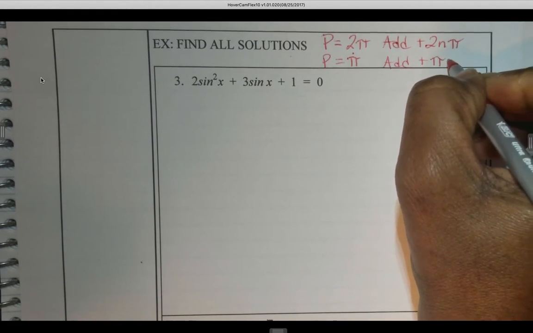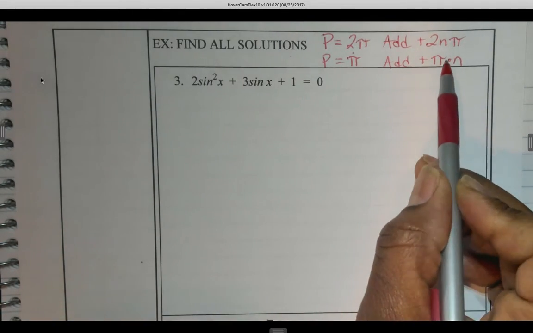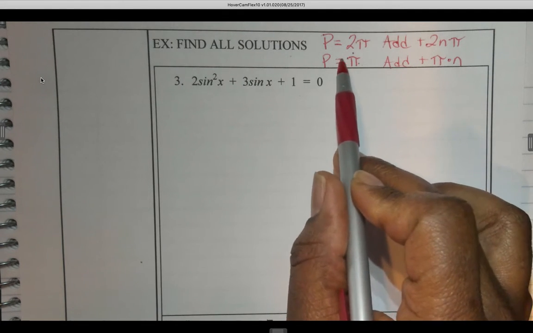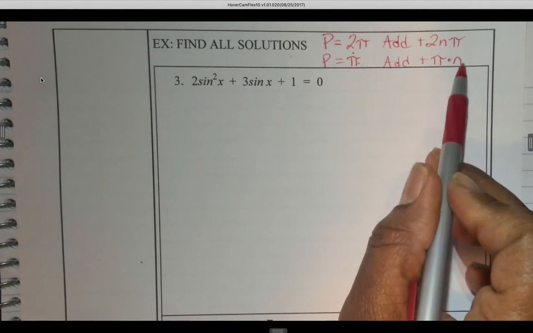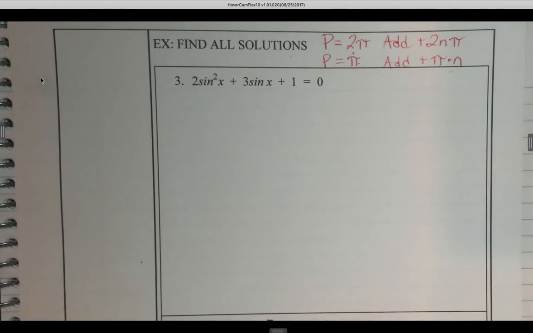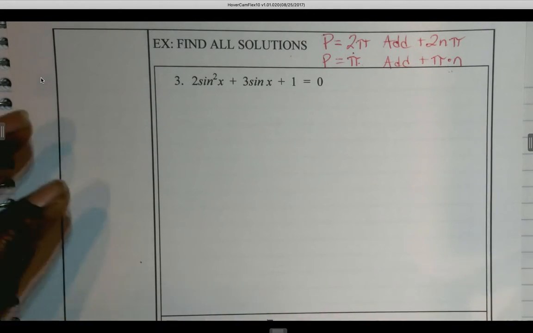Ooh, I should have put n, but I'll put pi times n. Right? So the tan and cotan answers repeat every pi times, right? So I'm just going to add however many pi's I need: 1 pi, 2 pi, 3 pi, plus my original answer. All right, so let's look at a couple of examples.